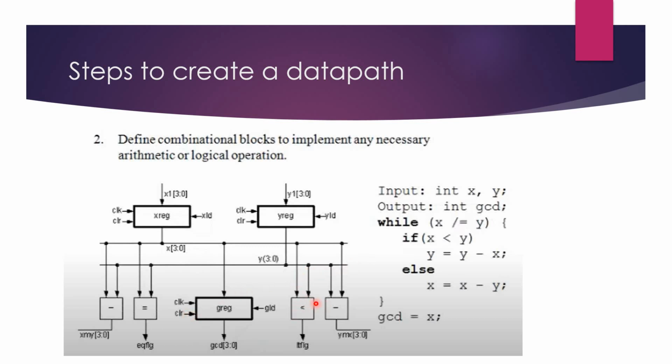Right? Don't worry about connections. So you add a subtractor. You call it y minus x. This one operator, y minus x. Right? And you give y and x to the input, and call it ymx, y minus x.